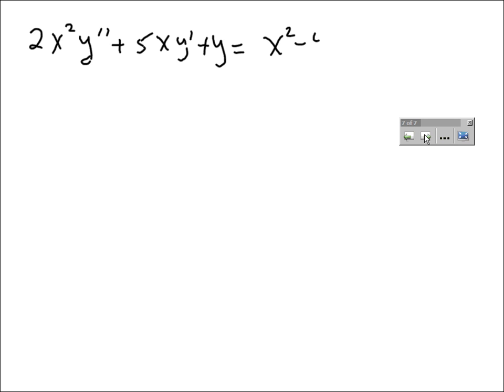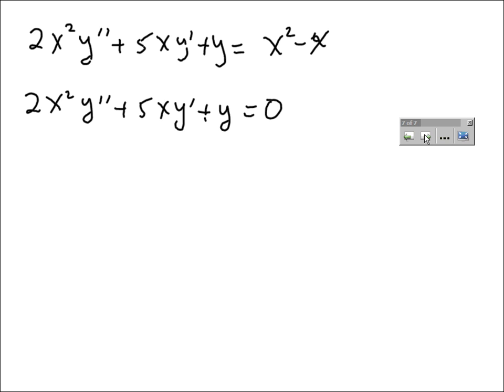Try this one. This one's not going to be homogeneous. Suppose you have this problem. It equals x squared minus x. So let's get the homogeneous solution. It's going to be 2x squared y double prime plus 5xy prime plus y is equal to 0.